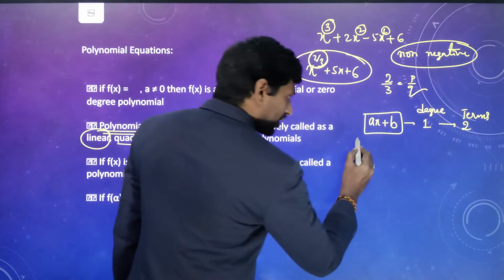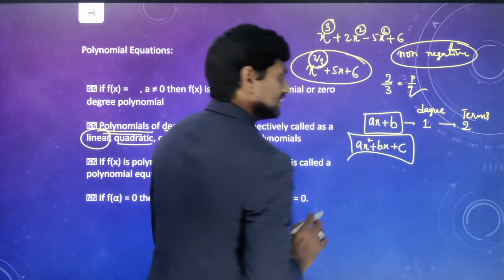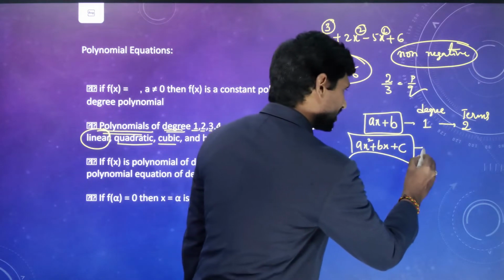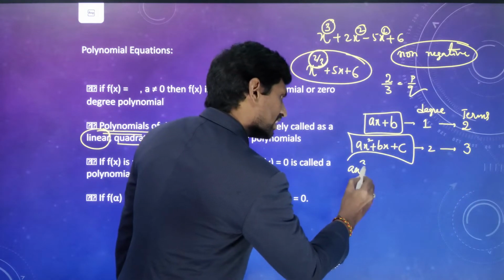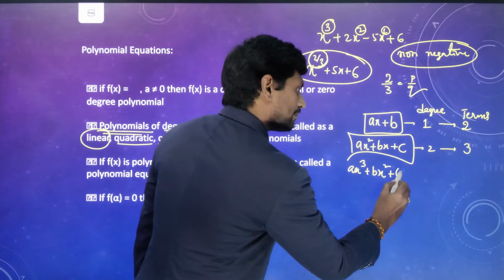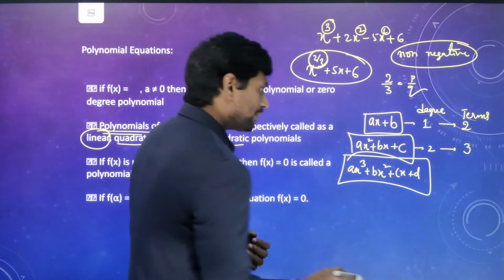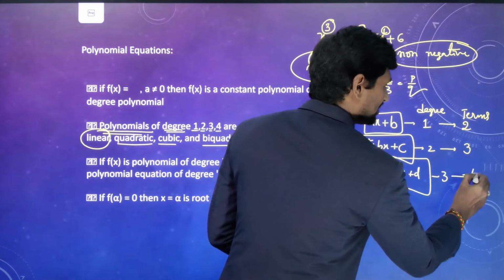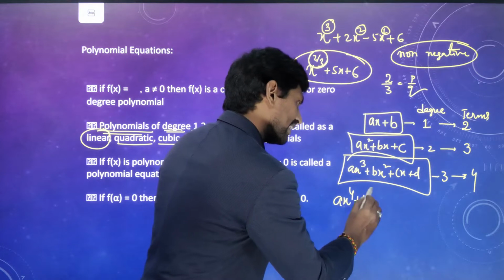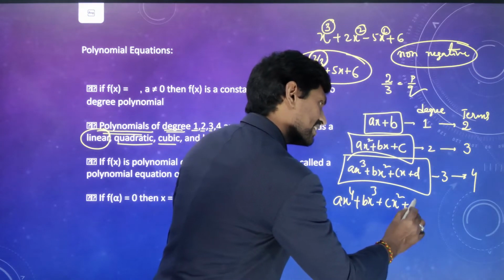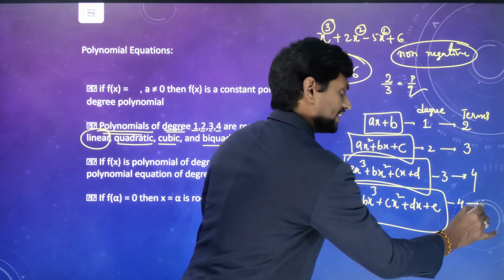Now, the quadratic polynomial general form is ax square plus bx plus c, with 3 terms. A degree 2 polynomial is called a quadratic polynomial and it contains 3 terms. A degree 3 polynomial is ax cube plus bx square plus cx plus d. It is called a cubic polynomial and contains 4 terms in general form. Next, degree 4: ax power 4 plus bx cube plus cx square plus dx plus e, with 5 terms.